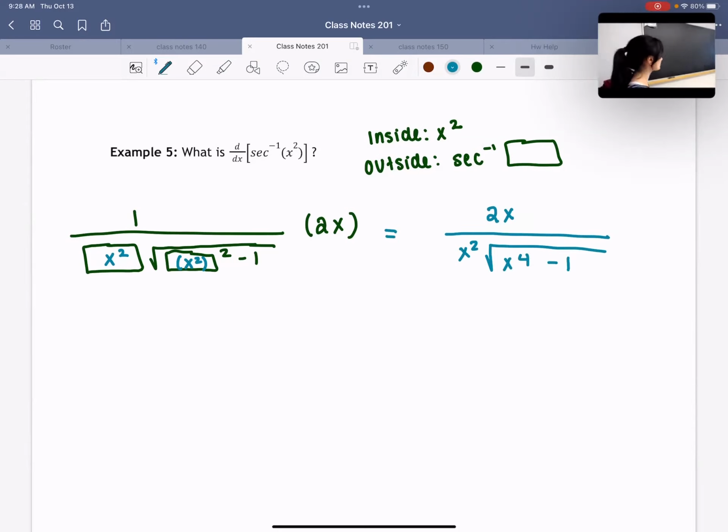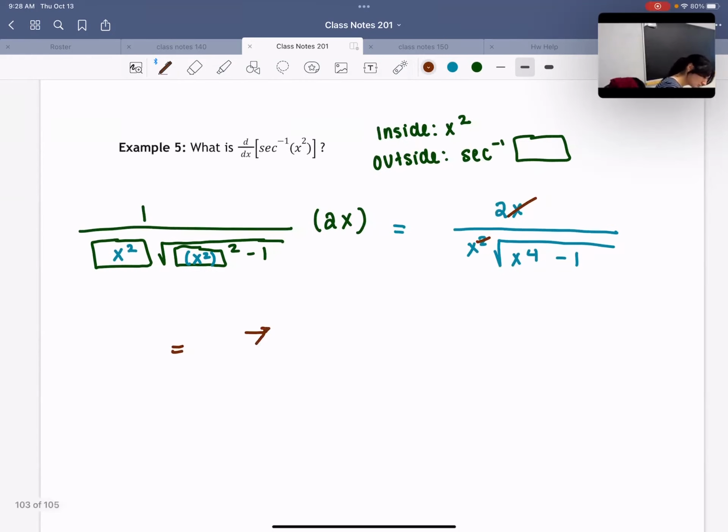Looking at this, anything else we can do to simplify this? Could take the x out of the square root. Can't actually do that unless we factored it and we had 2 matching factors. Any other? X. You mean from the top and the bottom, right? Yes. Good, because we have an x squared on the bottom and an x on top, we can cancel these out, cross out the x, cross out the square, and we're left with 2 over x times the square root of x to the fourth minus 1.